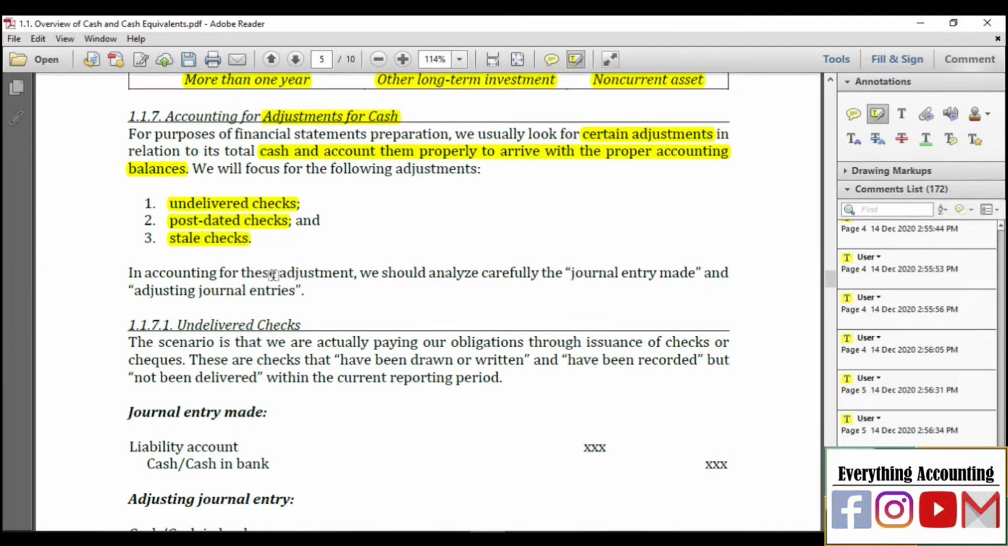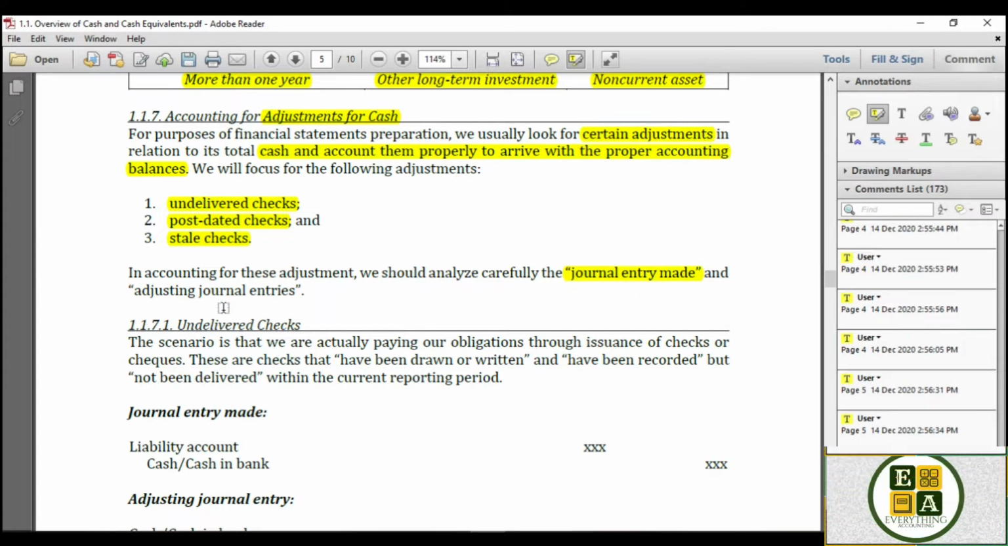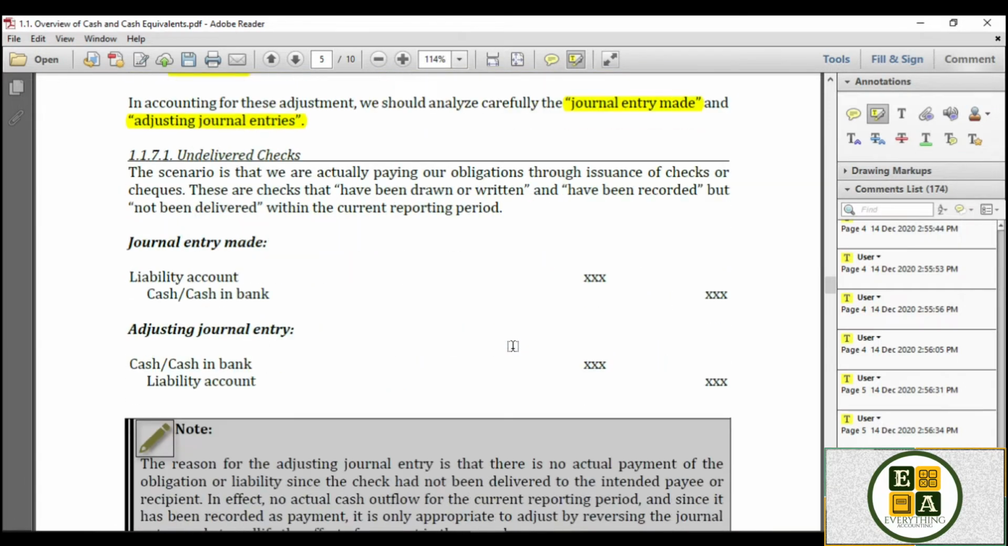Okay, for accounting for adjustment, we should analyze carefully yung tinatawag na journal entry made. Pag sinabing journal entry made, yung ginawa nating entry or ginawa nating journal entry. Then, yung applicable adjusting journal entry or yung journal entry na gagawin natin to correct the journal entry made. So, let's start with undelivered checks.